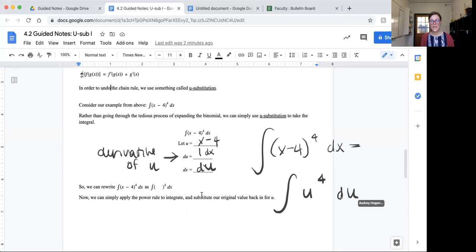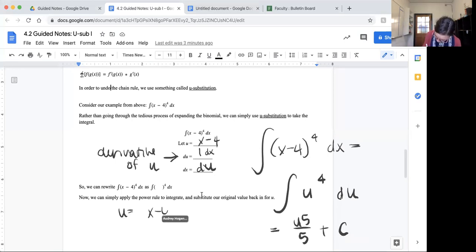So remember, when we integrate, the variable in our integration problem has to match that du, dx, ds, dt at the end. So we have a function in terms of u, and we have du, so we can integrate this. We can just go ahead and use the power rule, right? So the integral of u to the 4th du is equal to u to the 5th over 5 plus c. And now, literally, the final step is that u is equal to x minus 4. So our answer is going to be (x minus 4) to the 5th over 5 plus c.